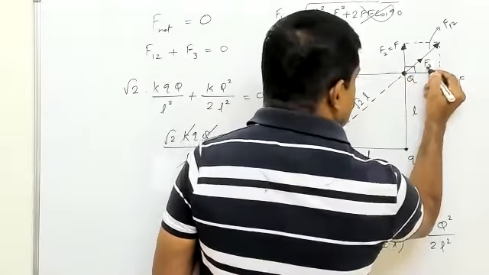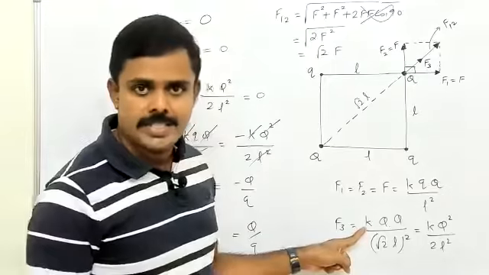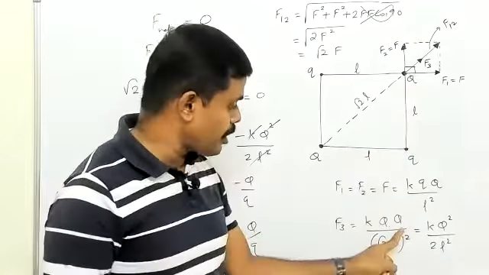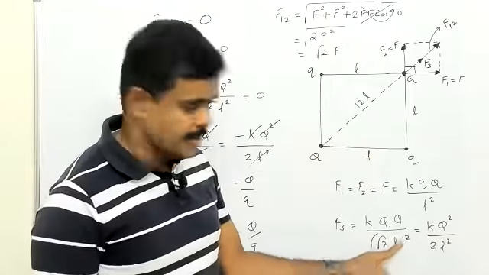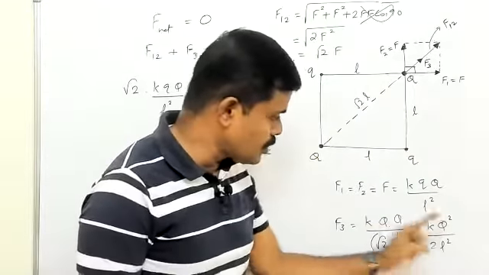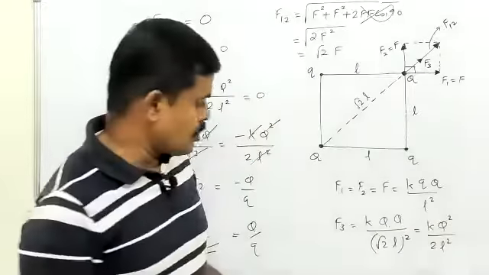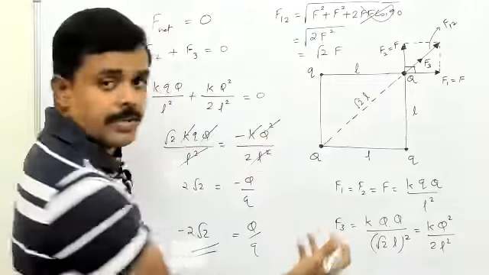Look at F3 now. What is F3? 1 by 4 pi epsilon 0, that is K into charge capital Q, charge capital Q, divided by distance root 2 L the whole square. So K into QQ, Q square, by root 2 L square, which is 2 L square. So I got F12, I got F3.